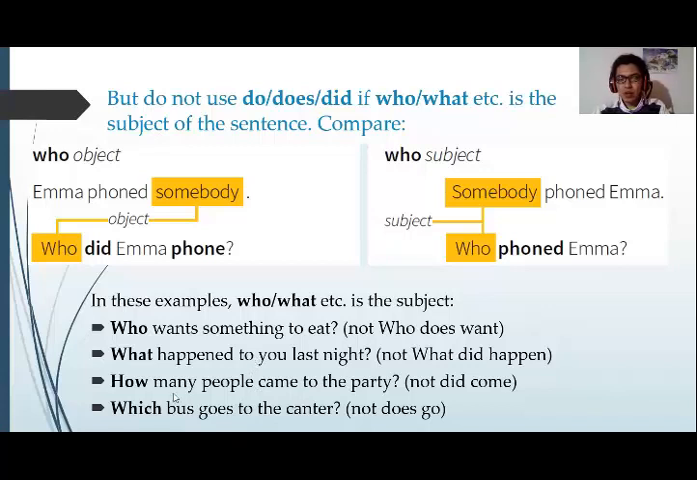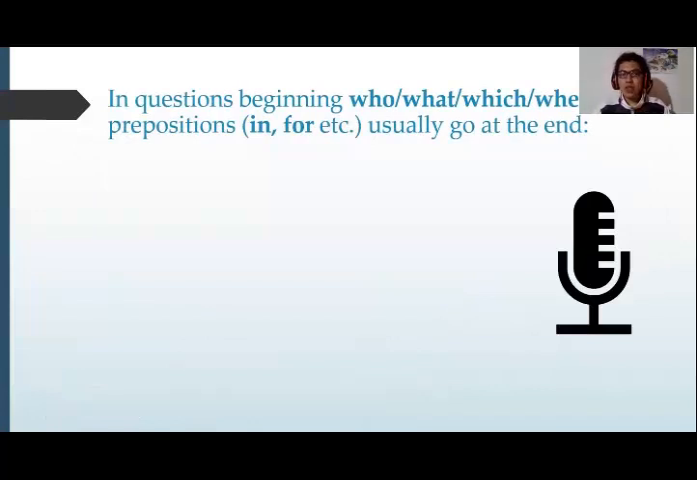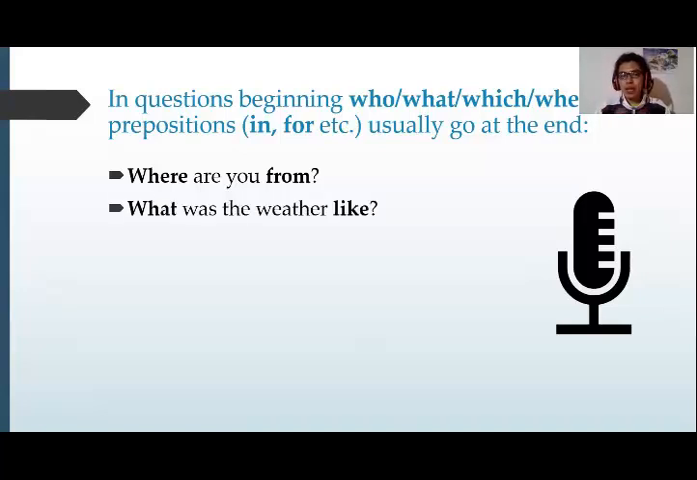In questions beginning who, what, which, where, prepositions like in, for, etc. usually go at the end. For example, where are you from? ¿De dónde eres? Where are you from? What was the weather like? ¿Cómo estaba el clima? In Spanish we say, ¿cómo estaba el clima? If we want to translate it this way, we are going to use like at the end.